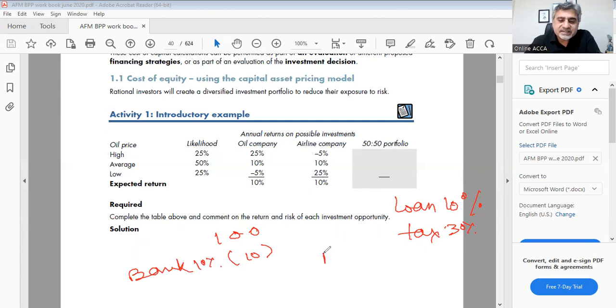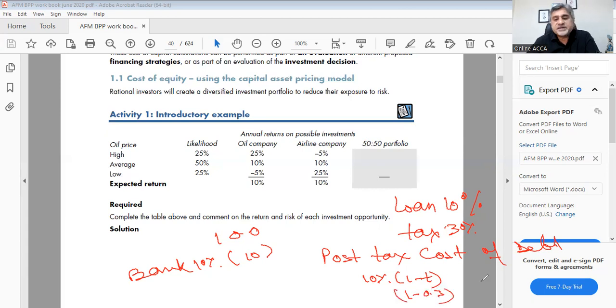But the post-tax cost of debt, to me, is only 7% because I would say 10% into 1 minus t, and my tax rate t is 30%, which means 1 minus 0.3. So it means 10% into 0.7. My real cost of debt is only 7%. Because when I take this $10 into my P&L, I will pay less taxes because as my expenses go up, my profit goes down, my tax goes down.